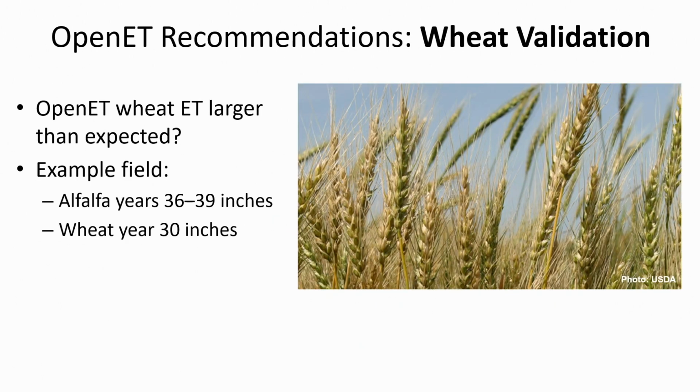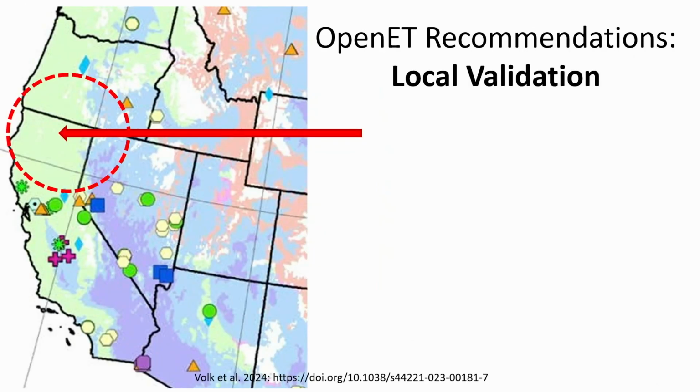Another thing we saw is that the ET values for wheat were quite a bit higher than we were expecting. The wheat was only 6 to 9 inches less per year than the alfalfa. But the wheat is not being irrigated after May or June, whereas the alfalfa is being irrigated through September. So I'd like to see some more validation on wheat. Also, we didn't really have any local validation data within our study area, so it'd be great to get more flux towers and that type of thing out there.